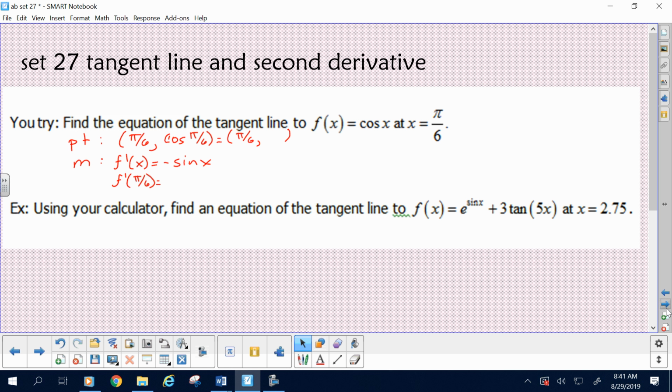Looks like most people are getting there. What'd you get for the point? The point is pi over 6, root 3 over 2.